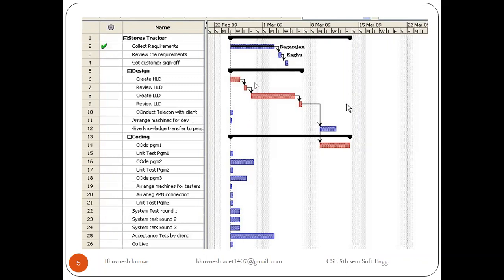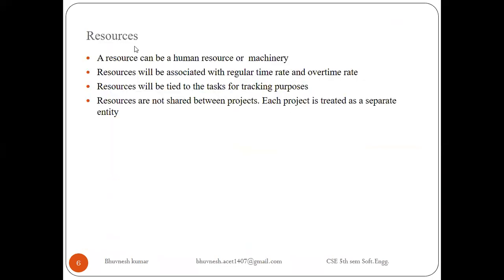This is your Gantt chart. These are your tasks, the names of the tasks, then resources. What are the resources? The resources can be a human resource or machinery. As I told you, it can be a person's name, or it can be machinery, that is hardware. It can be a printer, a laptop, a desktop, or any type of machinery. Resource will be associated with your regular time rate and overtime rate.